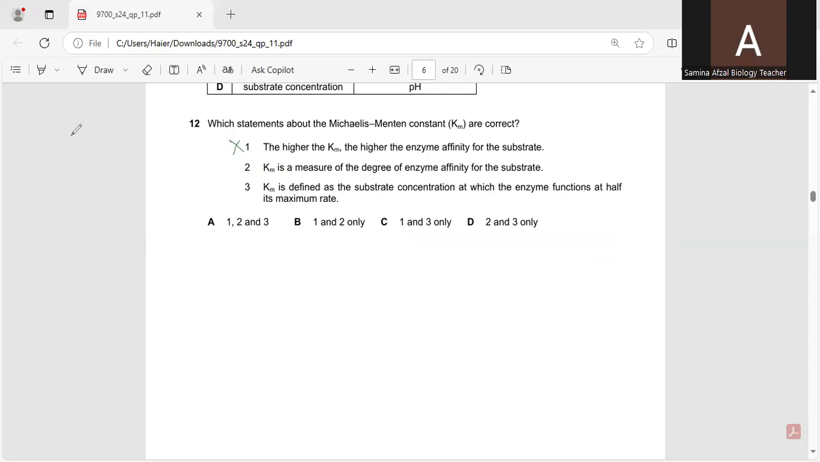It is inversely proportional. Km is a measure of the degree of enzyme affinity for the substrate. It is correct. It is defined as the substrate concentration at which the enzyme functions at half its maximum rate. It is also correct about the Michaelis-Menten constant. So according to these statements, D is the correct option. A, B, and C are not the correct options.